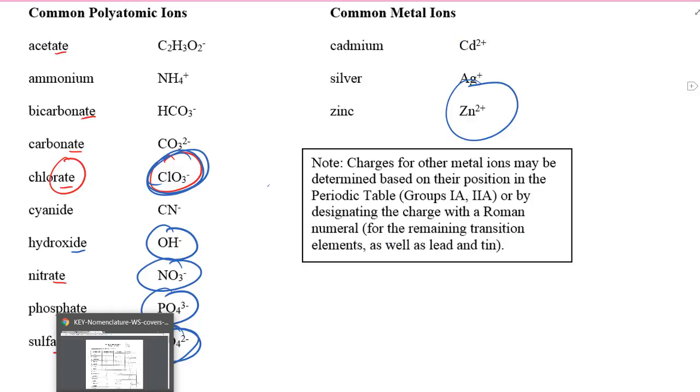Any questions? Yes? The periodic table again. You will get to use the periodic table on your next exam. The periodic table will be just like this on your exam. Anybody else? All right, study up, guys.